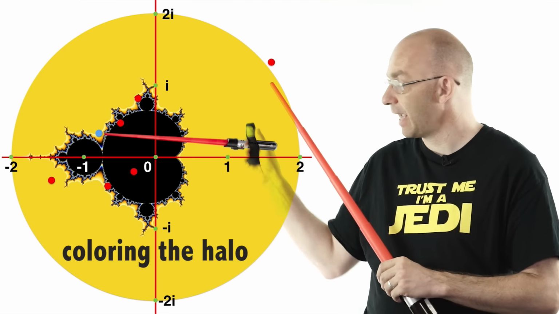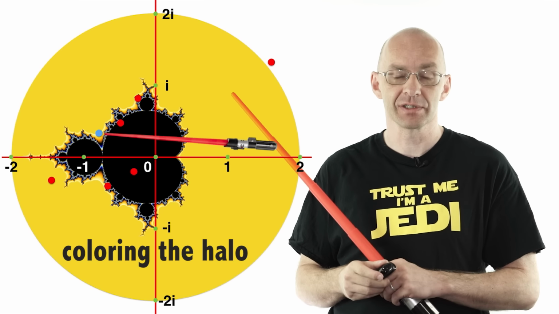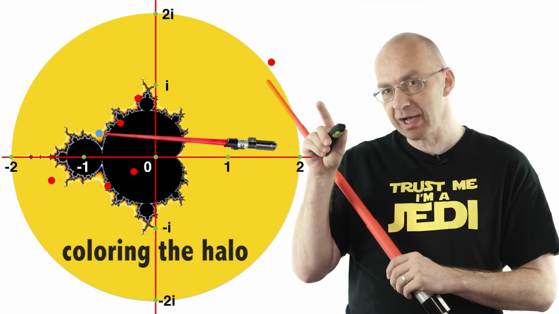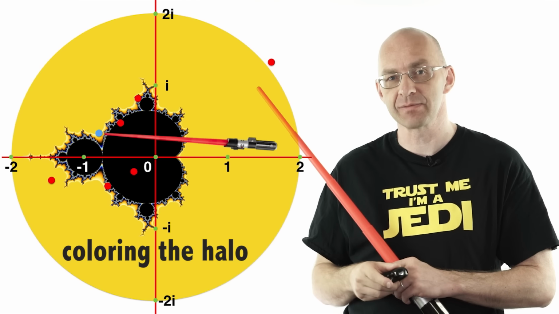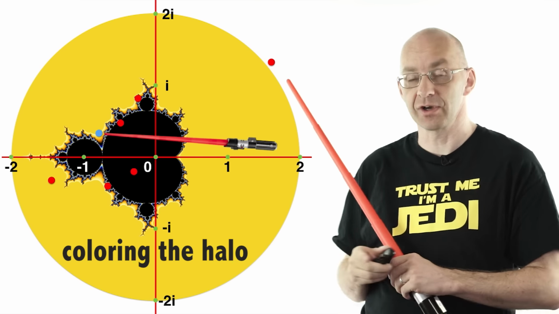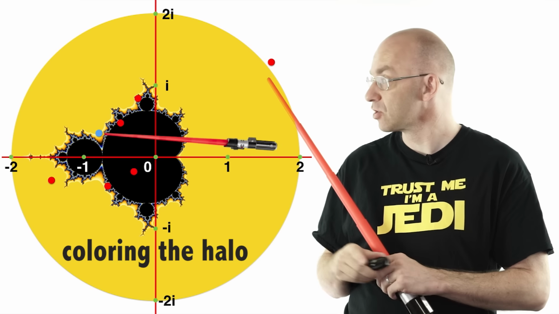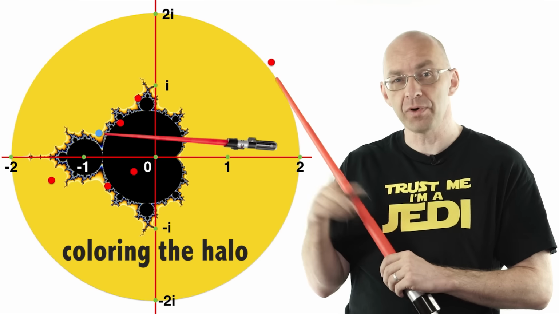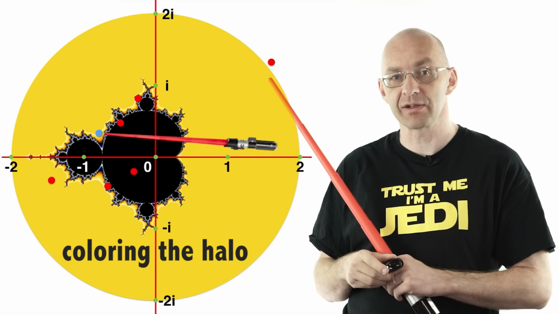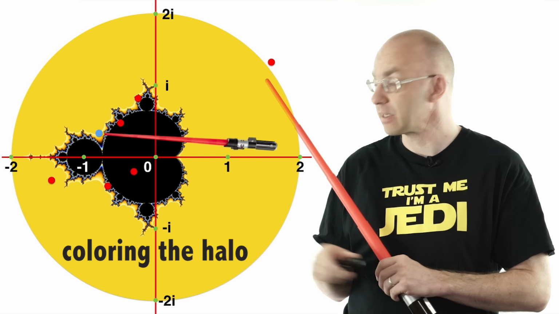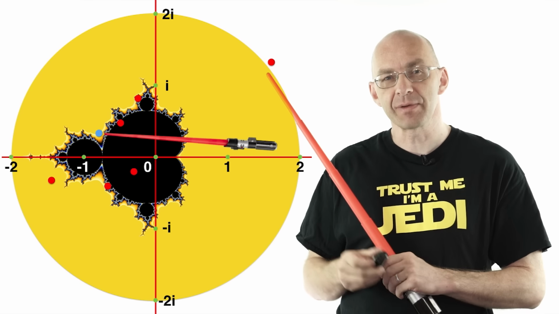So to actually get this halo that you see in all the Mandelbrot pictures, what we do is we color the outside points according to how many steps it takes them to get outside the yellow circle here. Okay, so this was, for example, 7. So all points whose corresponding sequences take 7 steps to get outside get colored with the same color, and that's how you get the halo.